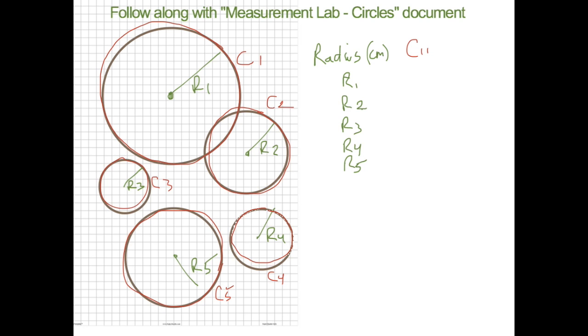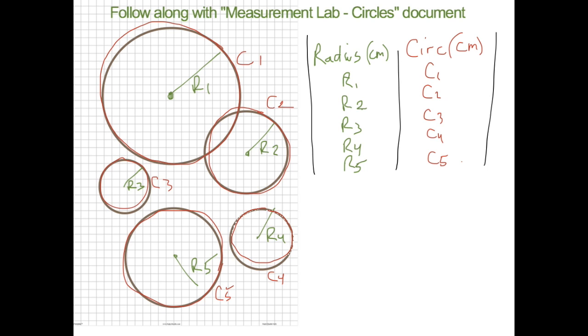So CIRC, and that'll also be in centimeters as well. Circumference 1, circumference 2, circumference 3, circumference 4, and circumference 5. Make sure you make your data tables nice and neat, because I can't use a straight edge right here. I'm not making very straight lines, but you're going to want to do that with a ruler. Make nice straight lines, divide them up, make your data look pretty.